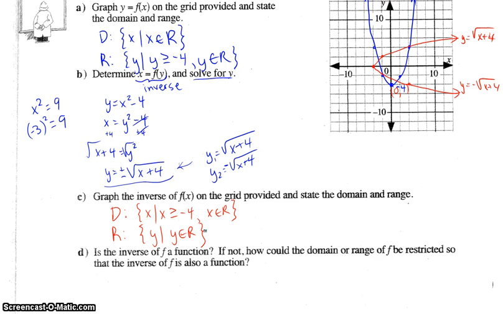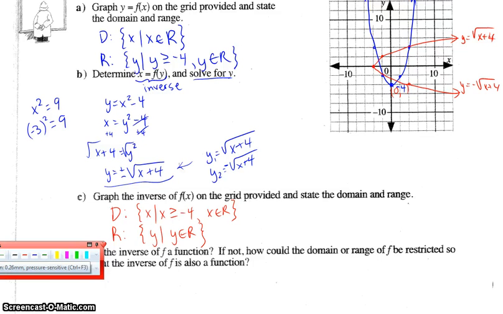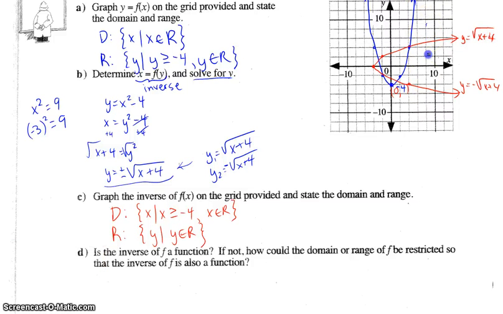All right, looking good. Is the inverse of f a function? So in other words, is a vertical line passing through it more than once? For one value of the domain, is there more than one value of the range? If so, it's not a function. And look at that, a vertical line passes through more than once. So not a function.